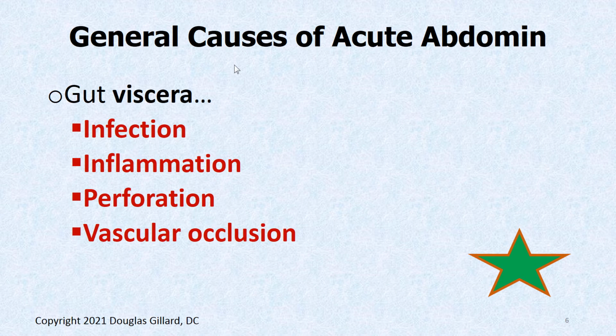The general causes of acute abdomen is when a viscera, what's a viscera? That's like the small bowel itself, like a piece of the intestine or the stomach or the pancreas or the appendix. Those are structures inside the abdomen. When a viscera gets infected and inflamed and perforated, vascular occlusion usually occurs after the inflammation. Kind of put those out of order.